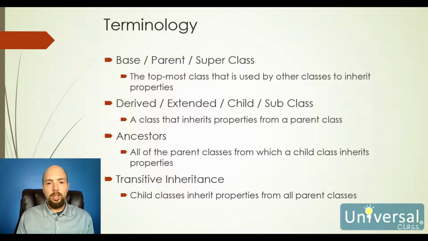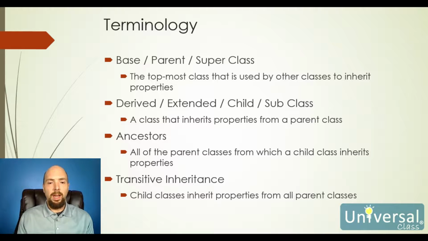The terminology here is that we have what's called a base or a parent or a superclass. This is the topmost level. This is the class from which other classes will inherit things. A class that inherits something is going to be either a derived or extended or a child or a subclass. You'll hear all of these terms used interchangeably. So all of these are going to be a class that inherits properties from somebody else. And all of this is called ancestors.